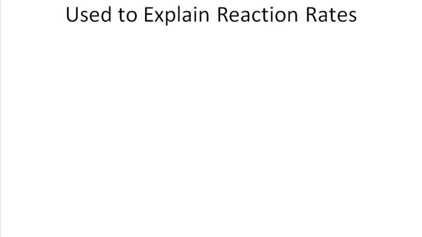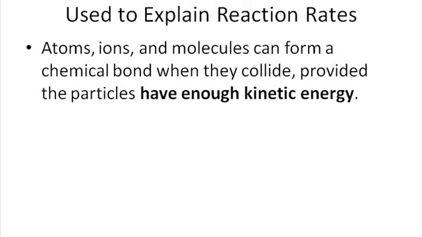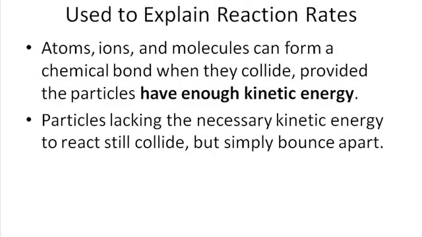Collision theory. The collision theory is used to explain reaction rates. Atoms, ions, and molecules can form a chemical bond when they collide, provided that the particles have enough kinetic energy in order for that reaction to happen. Particles lacking the necessary kinetic energy to react still collide, but simply bounce apart because they don't have enough kinetic energy to transform into new molecules.